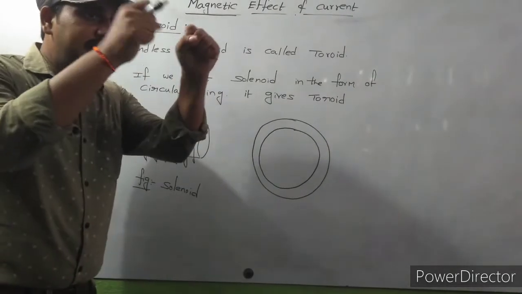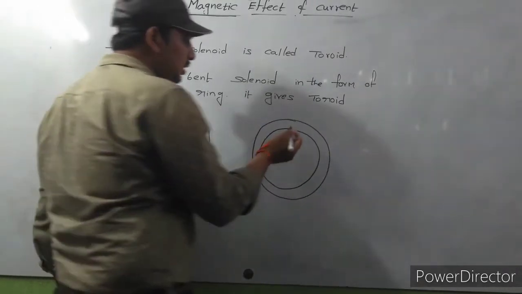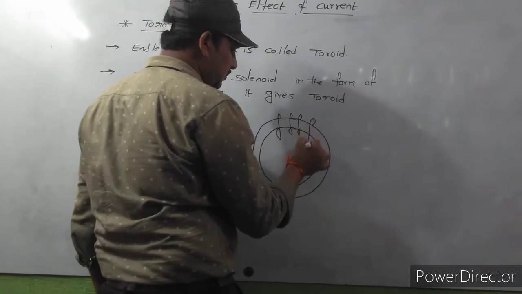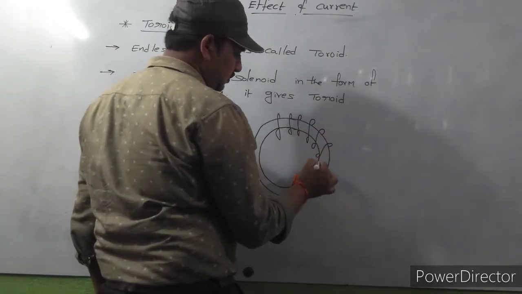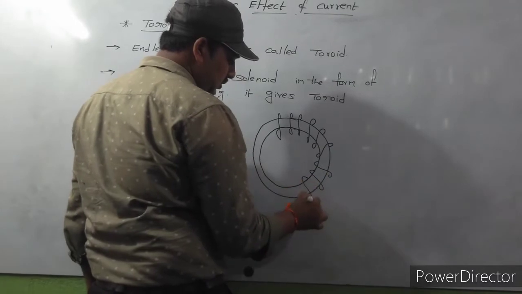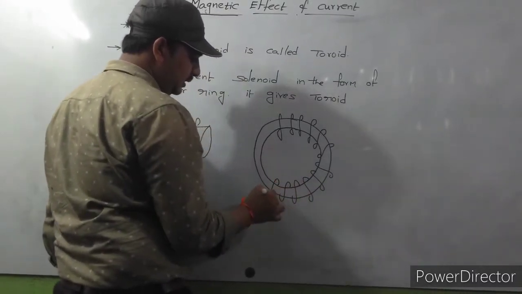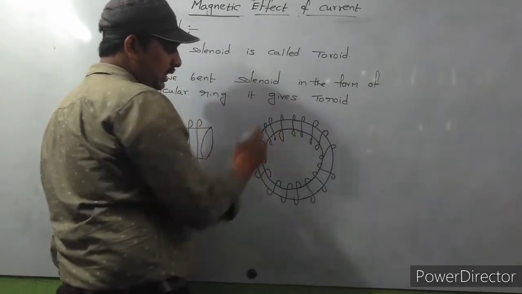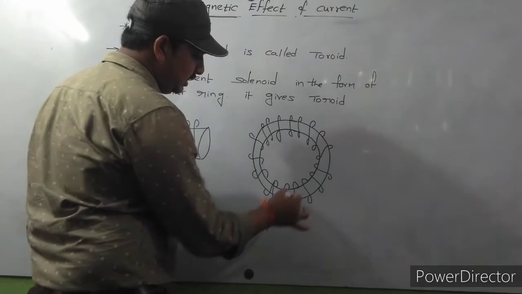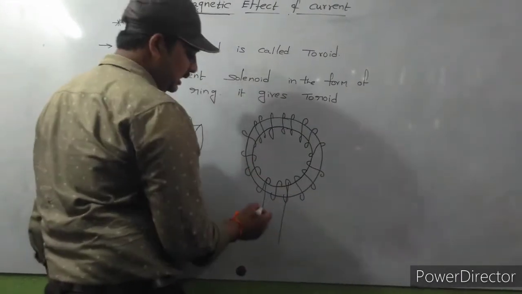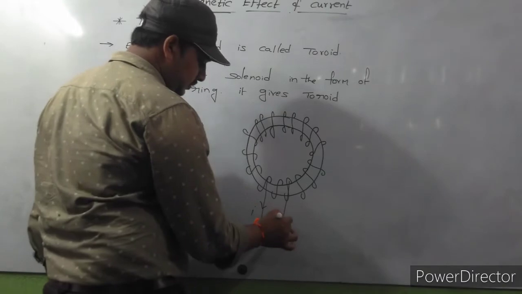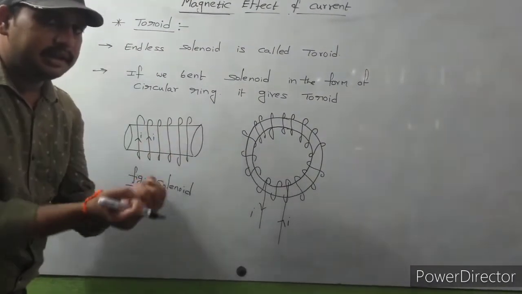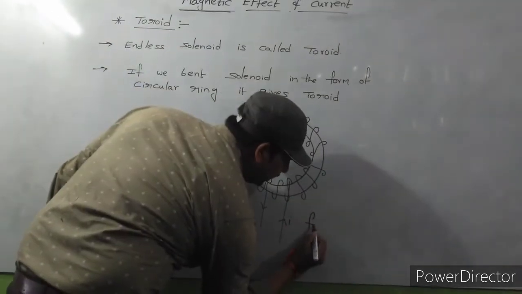If you bend this solenoid in the form of a circular ring, okay, here it is. These are electric wires, and I be the current passing through this wire. If you bend this solenoid in the form of a circular ring, it will make a toroid. This is a figure for toroid.